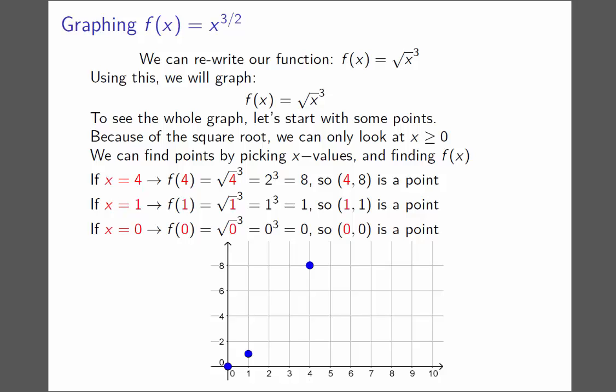Now if we continue this process of finding more and more points that lie on our graph, eventually we'll have enough points that we can get a picture of what the graph looks like. So we now have the graph of x to the 3 halves.